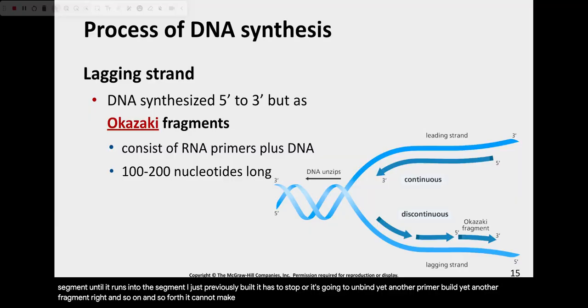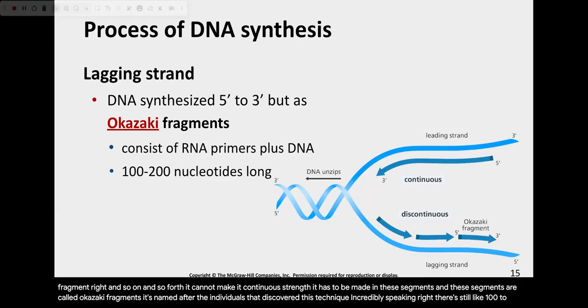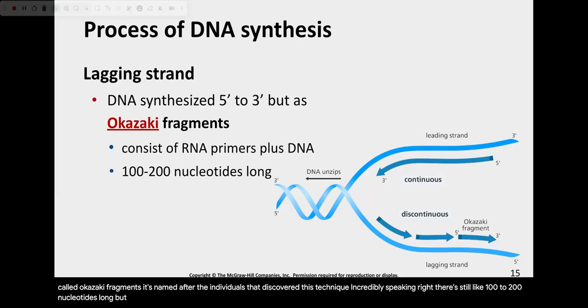It cannot make a continuous strand. It has to be made in these segments. And these segments are called Okazaki fragments. It's named after the individual that discovered this technique. And these fragments are short comparatively speaking. They're still like 100 to 200 nucleotides long, but compared to the whole length of the DNA molecule, that's relatively short.